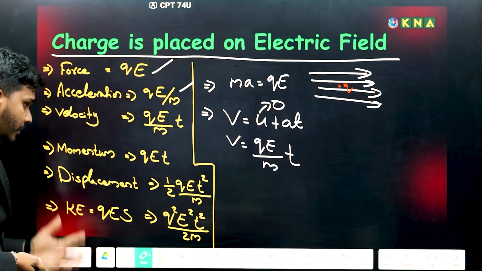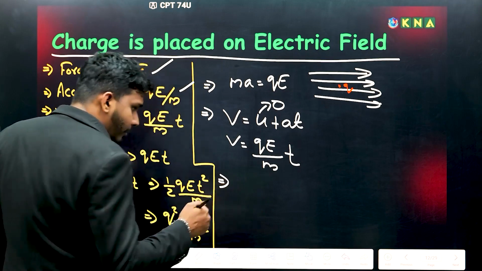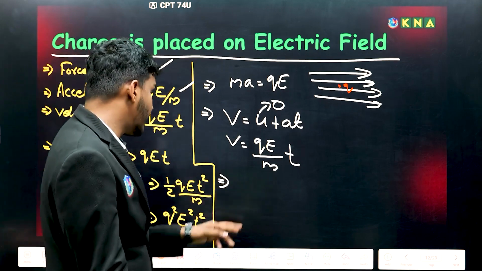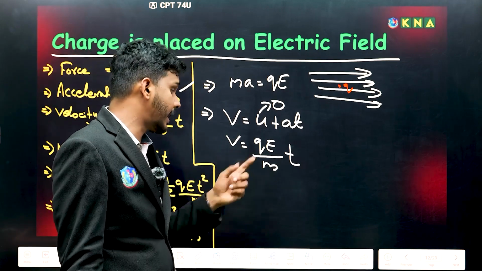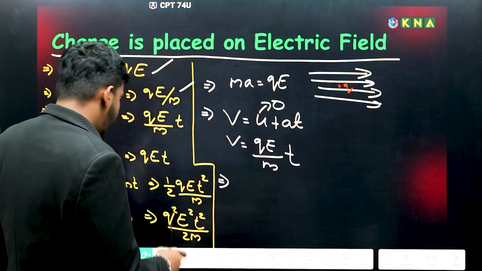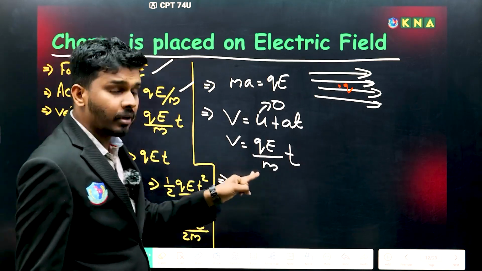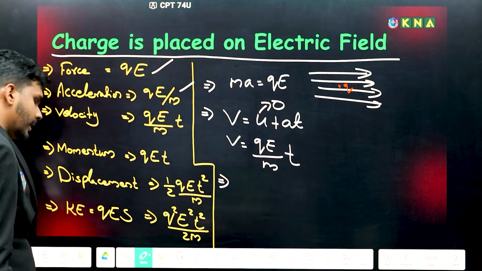Next one, momentum. What is momentum? Momentum is mass into velocity. Mass into velocity, the mass M cancels, balance QET. So momentum is equal to mass into velocity, that is QET.